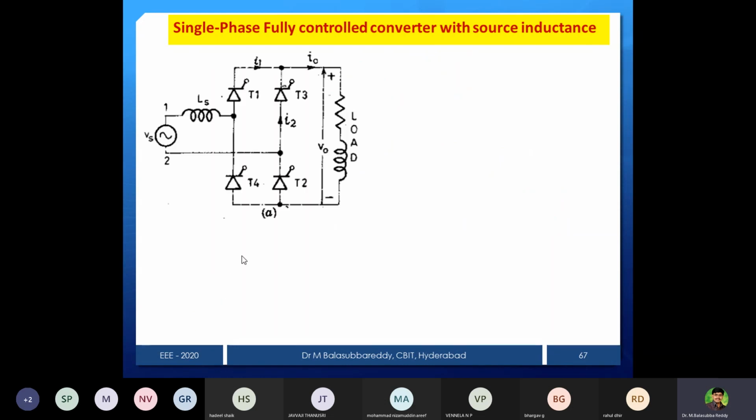Now we'll see the waveforms and all. Now we can see the circuit. What is the difference between the circuit of the full controlled converter and this one?